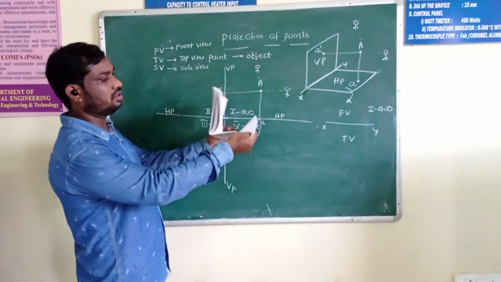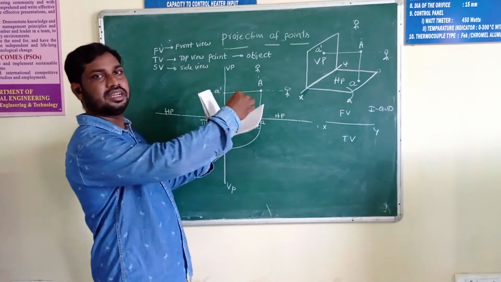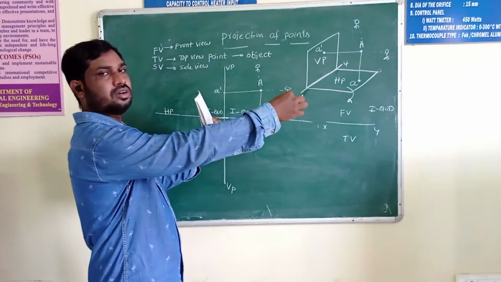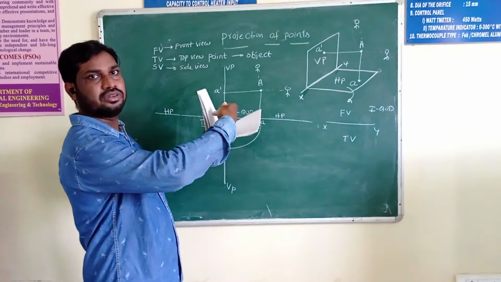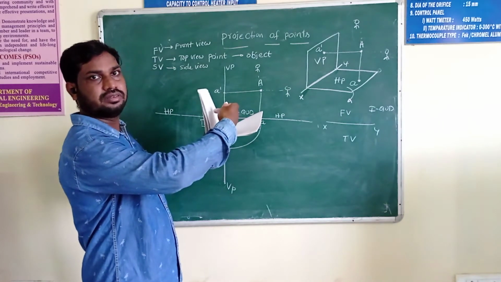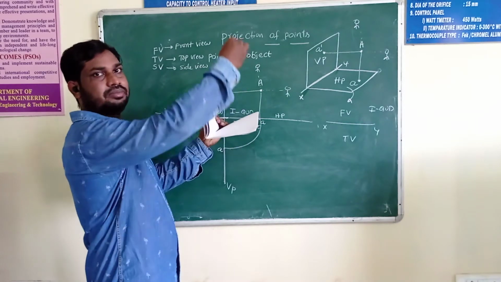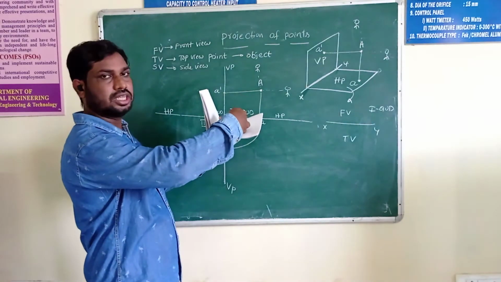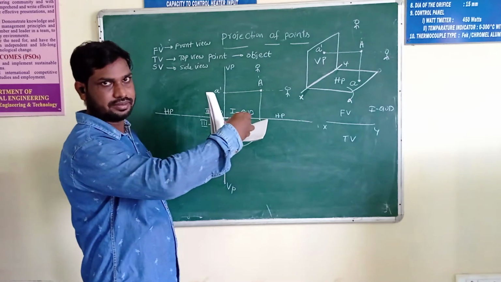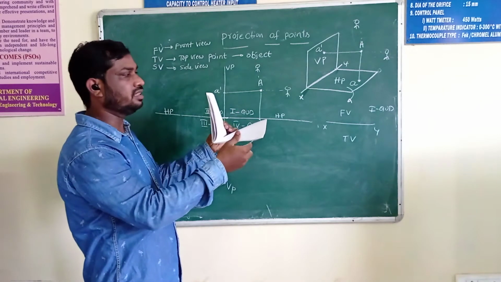So if the object is placed like this, the observer is seeing the object from the front side, projecting onto the vertical plane. This is the front. And if the object is like this, the observer from the top side is getting the top view onto the horizontal plane. Okay.